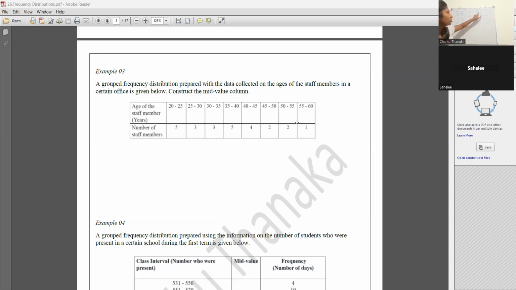So 6 into 3. What is the answer? It's 18. So the first answer is 18. Like that, you have to complete the fx column by multiplying frequency and mid value. Can you understand? Yes. So let's complete it. 7 into 10, answer is 70. Then 15 into 40. What is the answer?